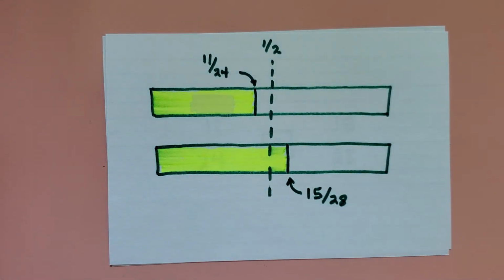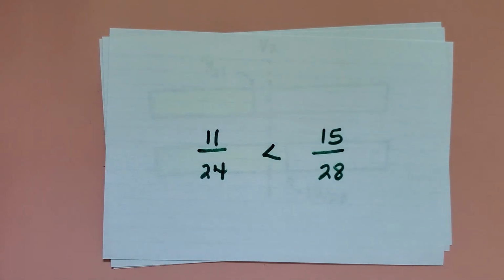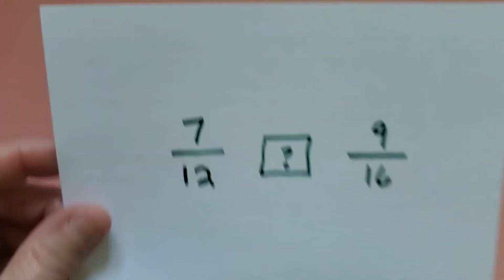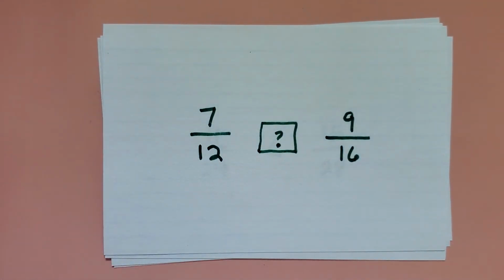And so if we shade in 11/24 and 15/28, we can clearly see that 15/28 must be larger. It is more than half, while 11/24 is less than half. So we can write it this way then: 11/24 is less than 15/28.